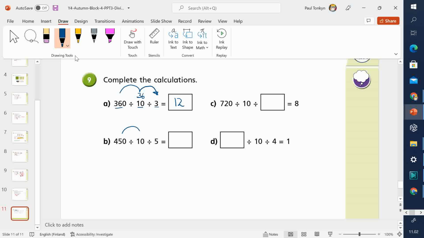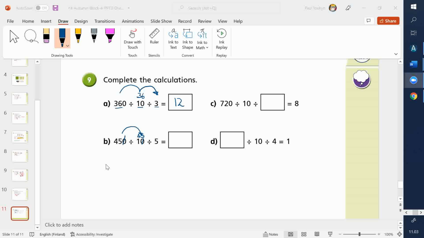450 divided by 10, what do we get? 45, okay? Because whenever we're dividing by 10, we just get rid of the 0 like that, and we've got 45. So now, sorry if you can't see this, this is 45. 45 divided by 5. How many 5s go in? 9, good, yeah. So some of you know your times table very well. Let's have a look why that is.